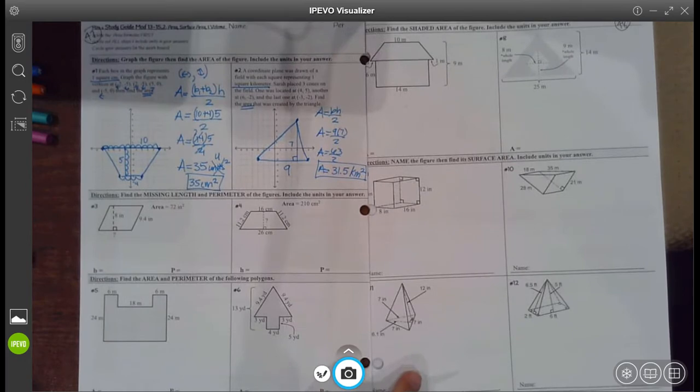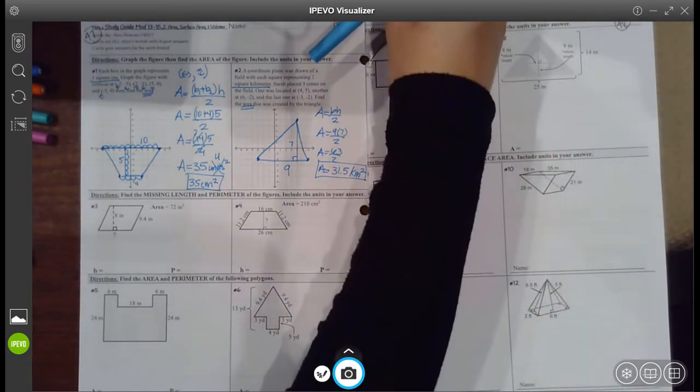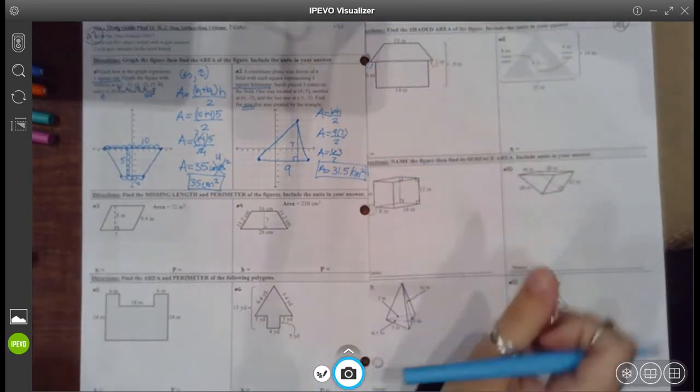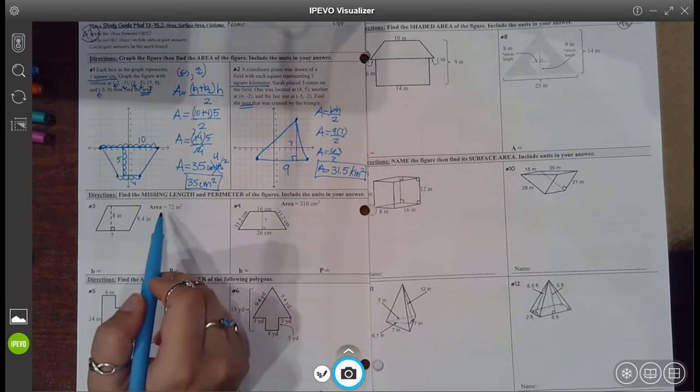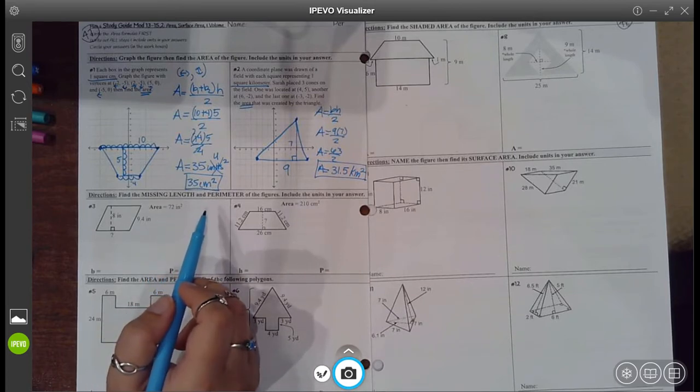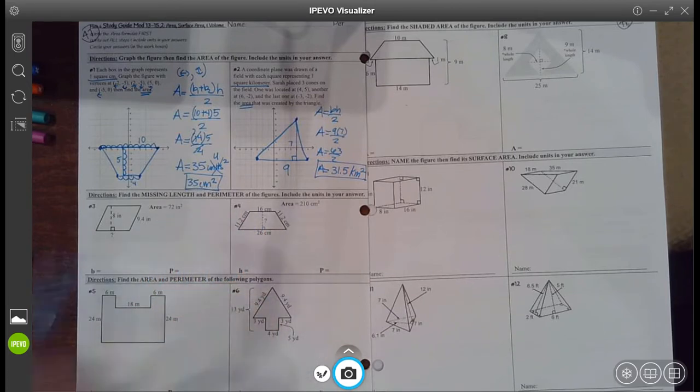All right, if you're getting those right, good job. Again, you can always pause the video, try it yourself, and then come back to check. For our next one, this time we're going to find the missing length and the perimeter of these figures.